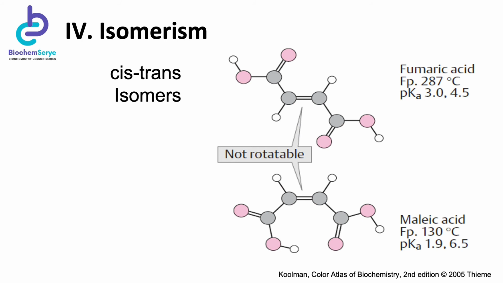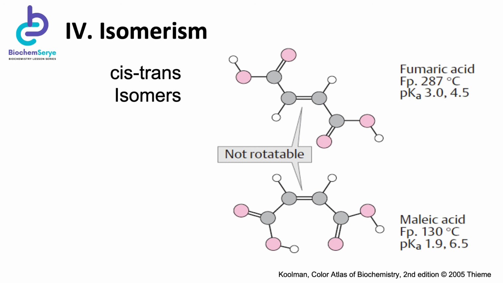For example, in fumaric acid, an intermediate of the tricarboxylic acid cycle, the carboxy groups lie on different sides of the double bond, known as the trans or E position. In its isomer, maleic acid, which is not produced in metabolic processes, the carboxy groups lie on the same side of the bond, known as the cis or Z position.